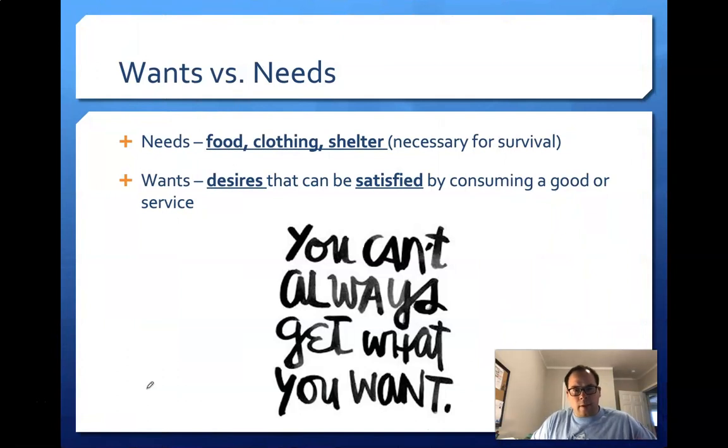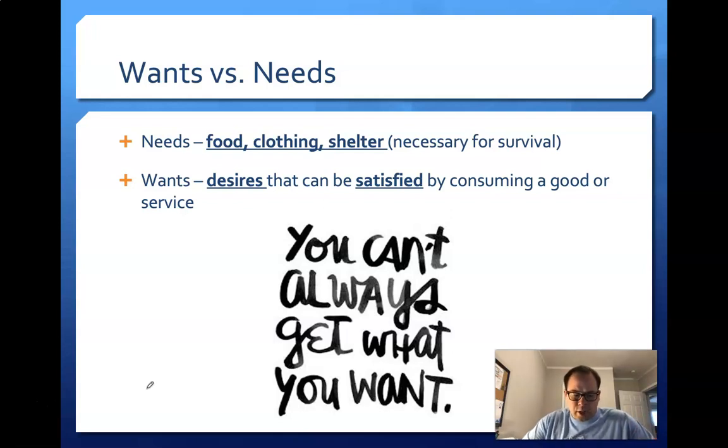This is something that you've covered most years whenever you cover economics. Needs are food, clothing, shelter, things that are necessary for survival. Wants are desires that can be satisfied by consuming a good or a service.